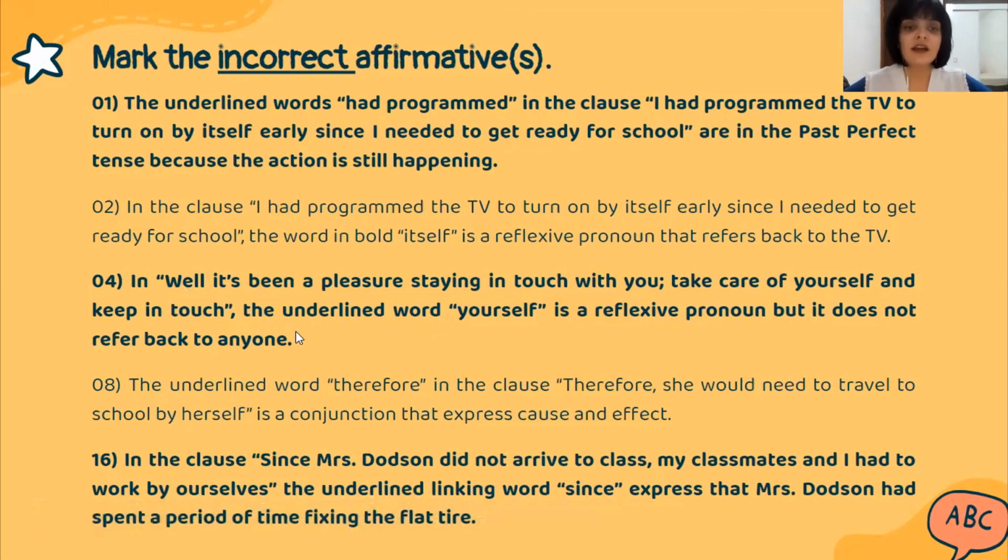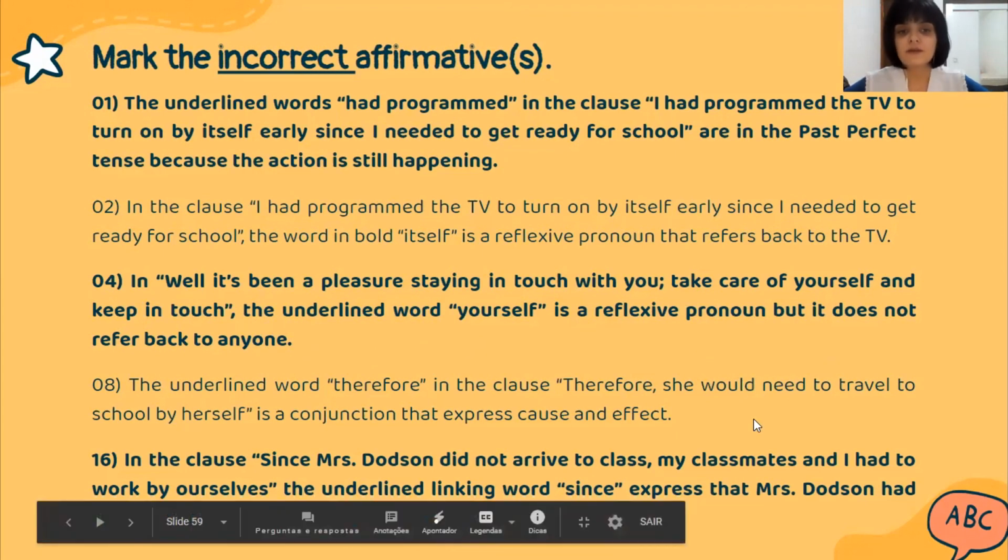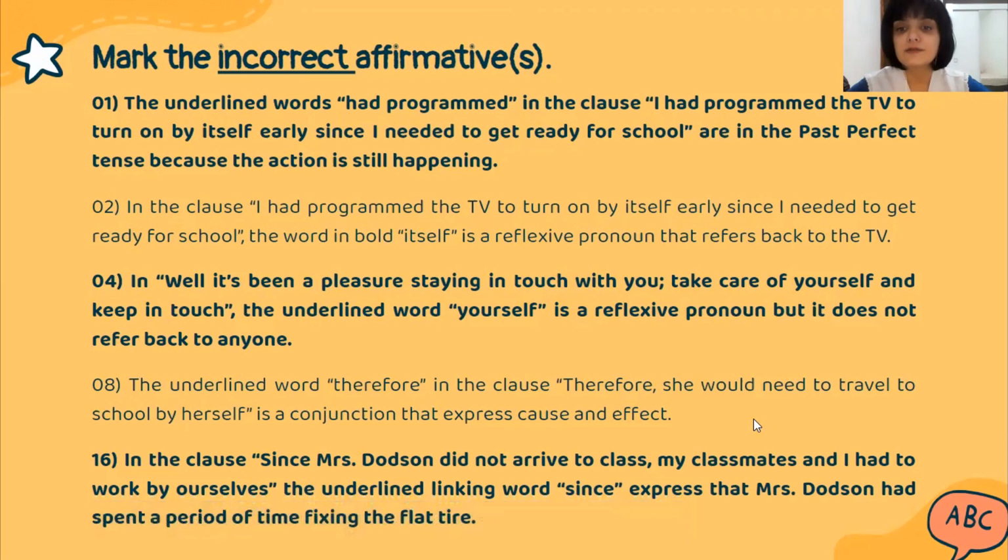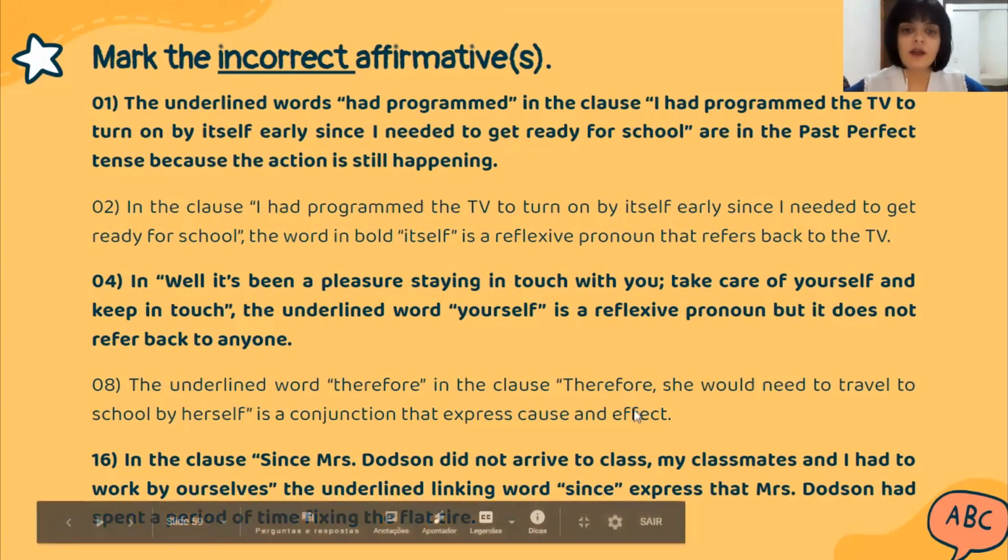Agora, a quarta. The underlined word therefore in the clause therefore she would need to travel to school by herself is a conjunction that expresses cause and effect. Então, como vocês podem ver aqui, therefore é uma conjunção, sim, ela expressa causa e efeito, causa e consequência, ok? Então, ela é uma alternativa correta, então a gente não vai escolhê-la nesse exercício.